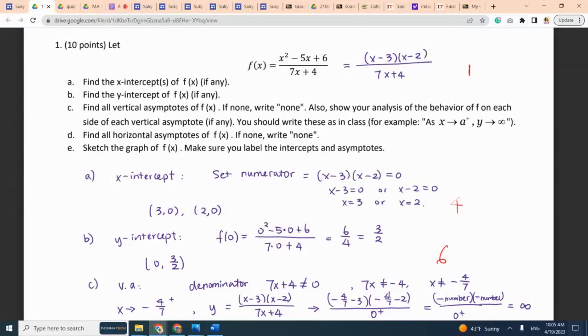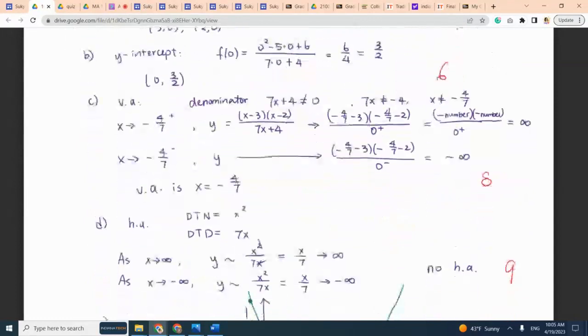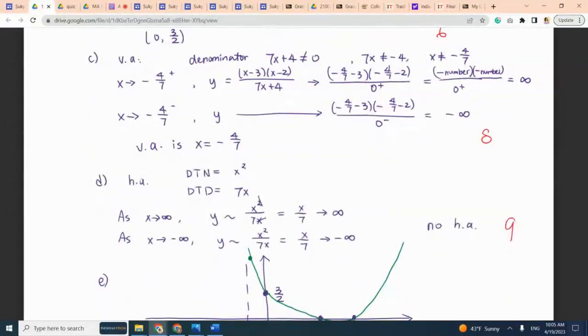And then next, to find vertical asymptotes, you set the denominator not equal to 0, okay, to find the domain. So therefore, we get 7x plus 4 is not 0, 7x is not minus 4, so x is not negative 4 over 7. And many of you forget to show this work. So please pay attention to the details, okay? How I show you in class in the examples. So sometimes only getting the conclusion is not enough. You need to show all your work.